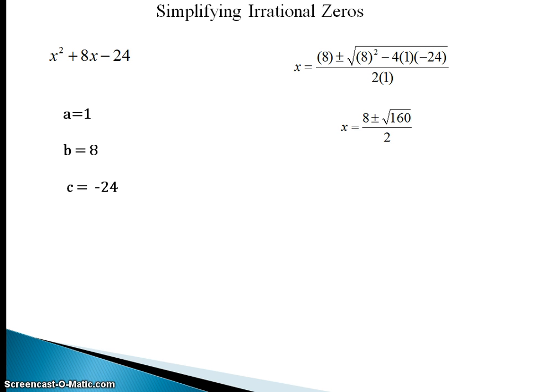So we're going to look at the factors of 160 for the one with the largest perfect square, and it turns out that is 16. 16 times 10 to be exact. So we're going to break up those two radicals and end up with 8 plus or minus the square root of 16, which you know is 4, times the square root of 10, all divided by 2, and we simplify once more the square root of 16 into 4, and we end up with 8 plus or minus 4 times the square root of 10 over 2.